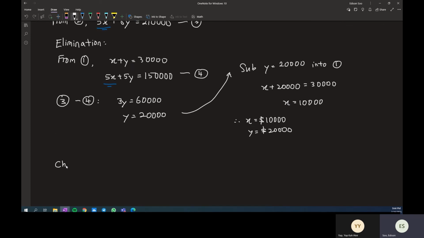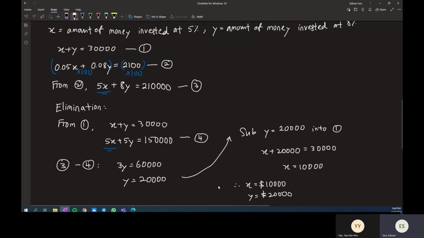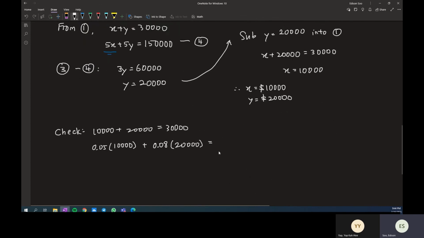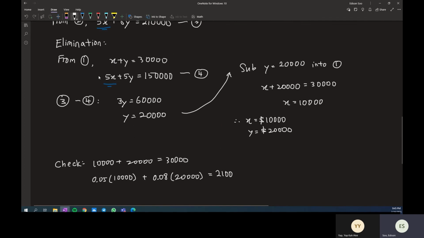Okay, always remember to check. So for equation 1, 10,000 plus 20,000, obviously it equals 30,000. And from equation 2, 0.05x plus 0.08y would be equal to 2,100. Should be correct. So there you have it. That's how you actually solve simultaneous equations using the method of elimination.